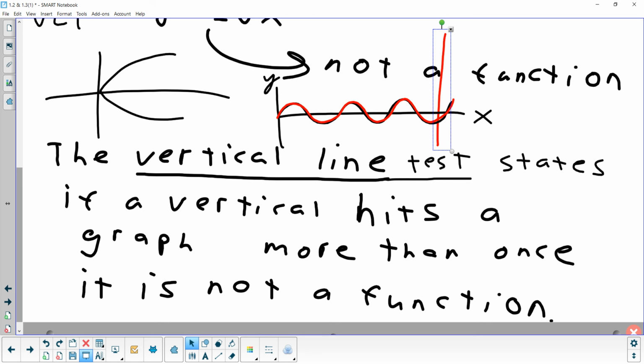How about a circle? Would a circle be a function or not a function? It's not a function, because a vertical line hits it more than once. That's called the vertical line test.